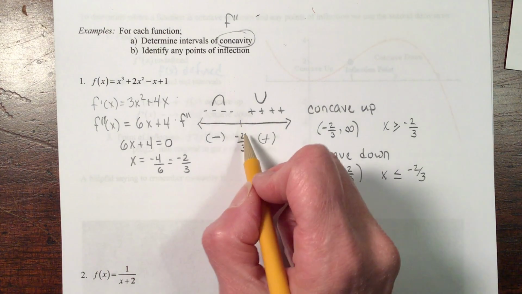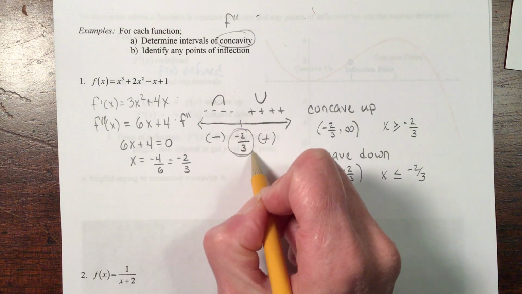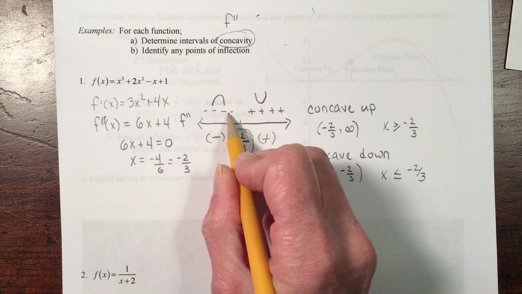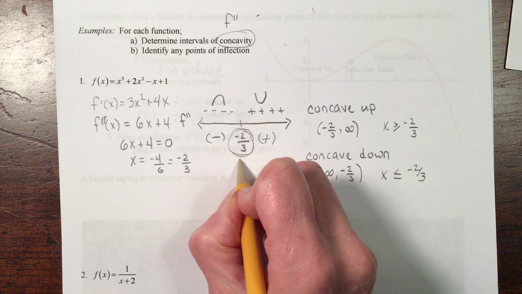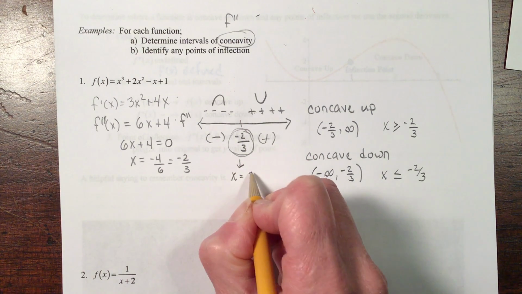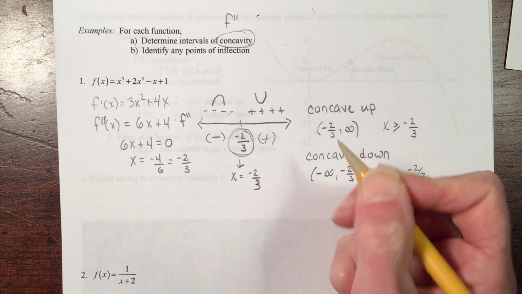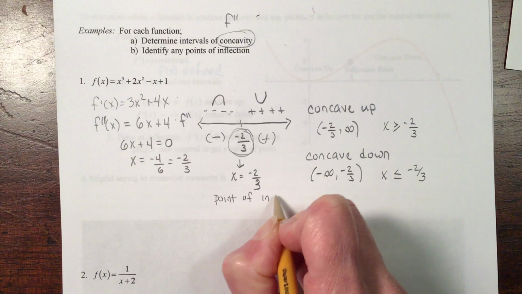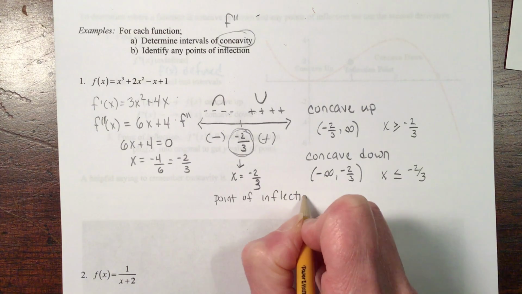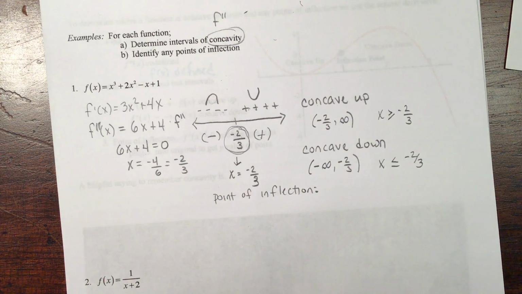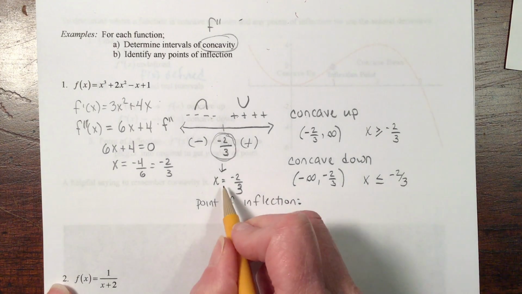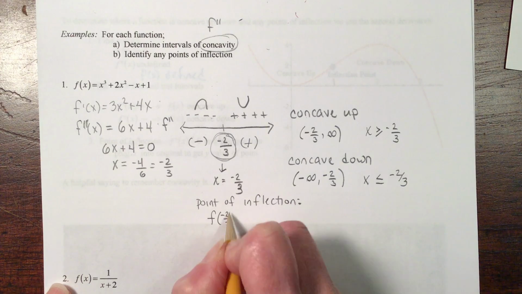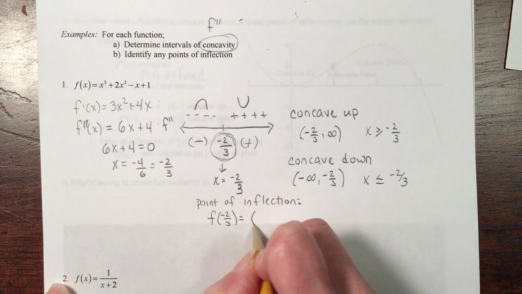Now, if we look, we want to also notice in the graph that there is a place here where the second derivative is 0 and I change concavity. So this is going to be at x equals negative 2/3. We're going to have a point of inflection. And to find the actual point itself, if you're asked to find the actual point on the curve, you're going to take negative 2/3 and plug it in to the original function.